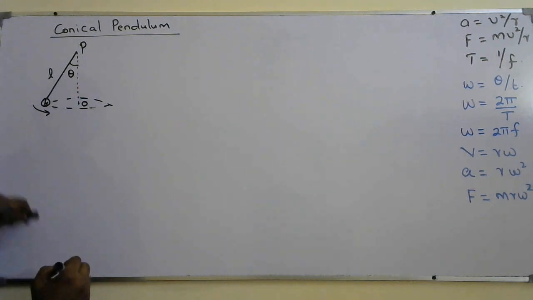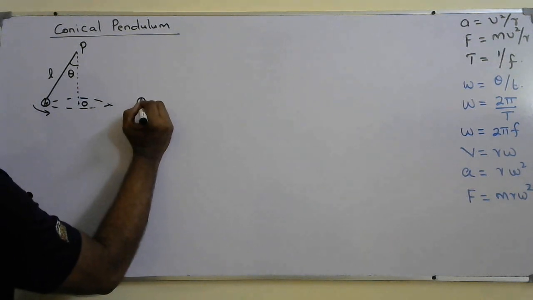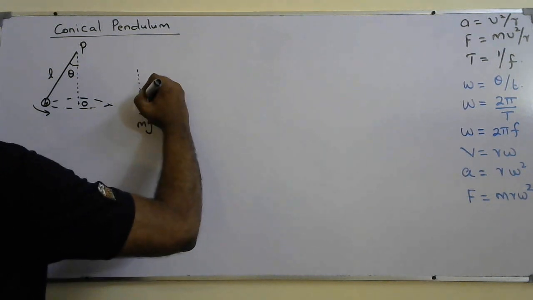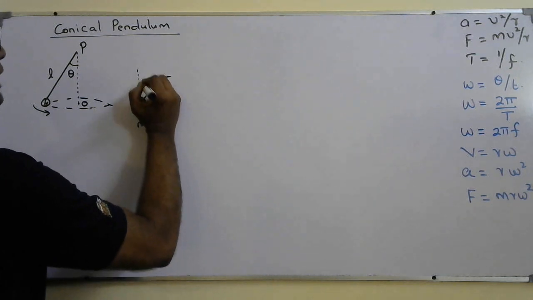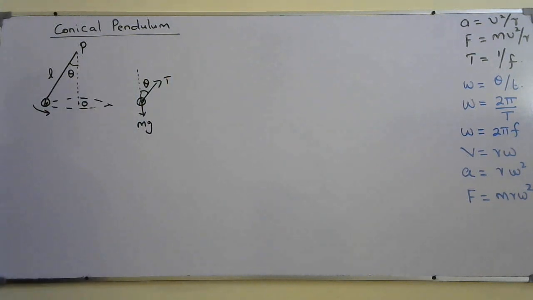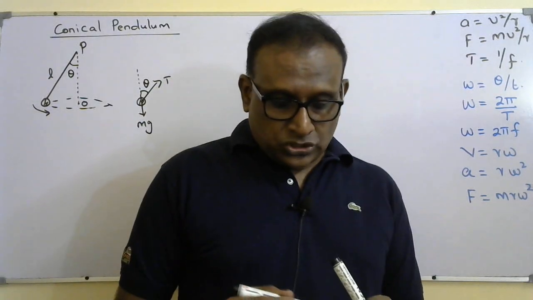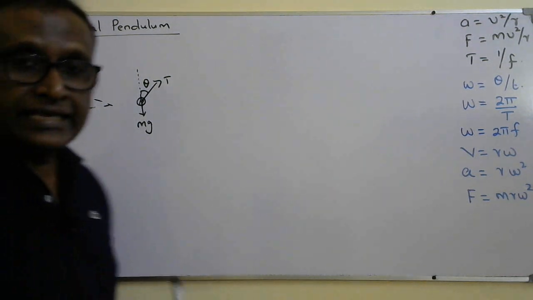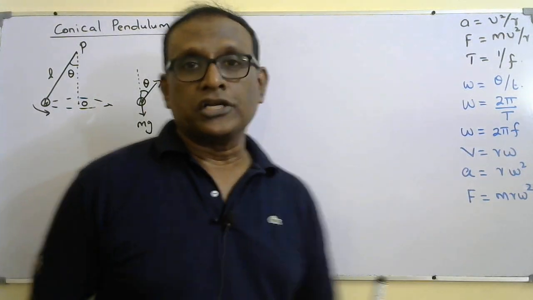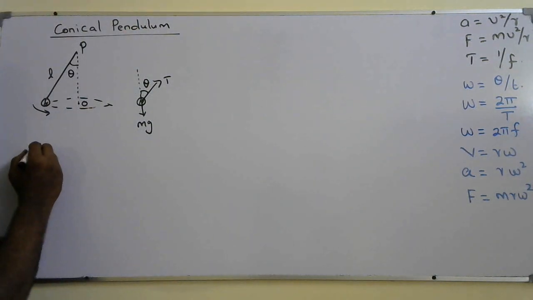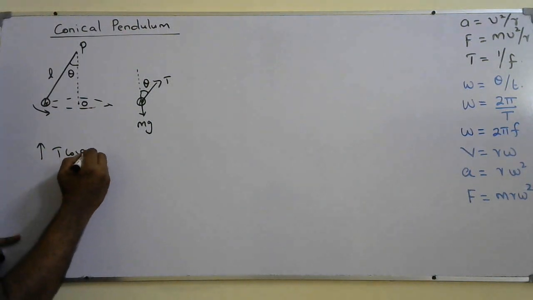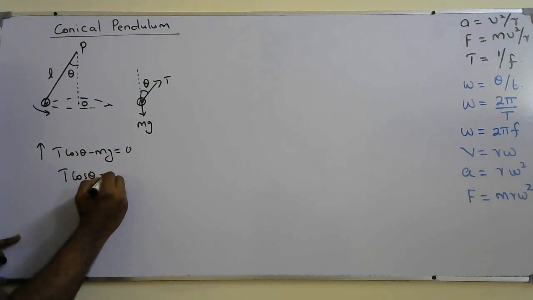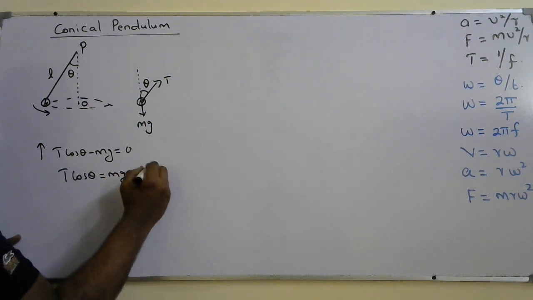Okay, when you think about the free body force diagram for the bob, there will be weight downwards and there will be tension T along the string that makes an angle theta with vertical. Since the bob moves on a horizontal circle, there won't be any resultant force in vertical direction according to Newton's first law. So in vertical direction we can say T cos theta minus mg equal to 0. So T cos theta equal mg. I can take it as first equation.